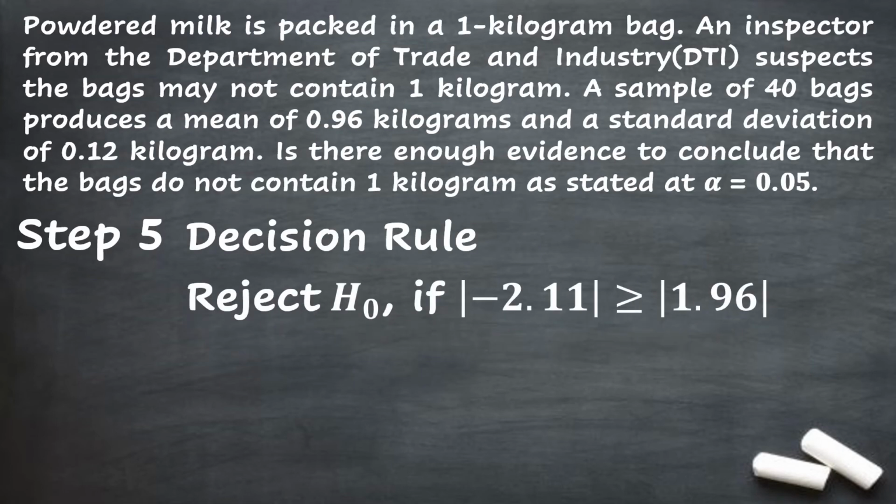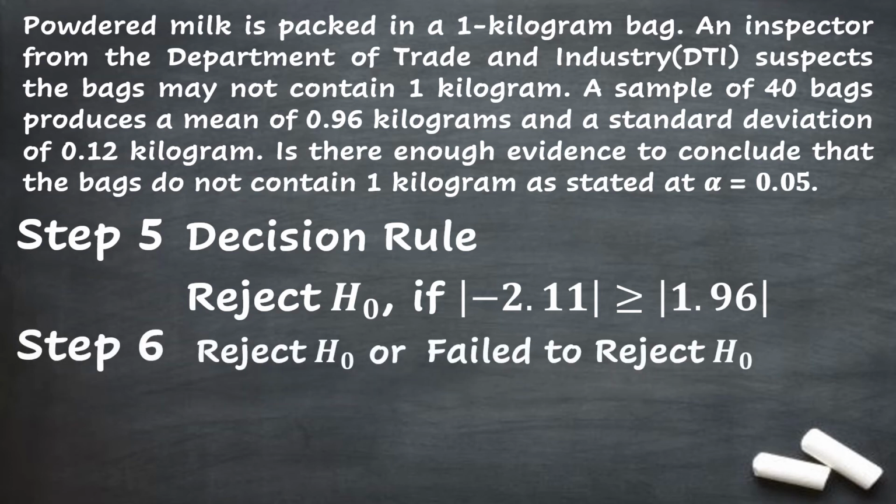Next is to substitute the values for the z computed, and that is negative 2.11, and the value for our z-tabular is 1.96. Step 6, we have to identify if we have to reject the null hypothesis or we fail to reject the null hypothesis. So for us to check, let's go back to step 5 and analyze if the given inequality is true. It says there that the absolute value of negative 2.11 is greater than or equal to 1.96.